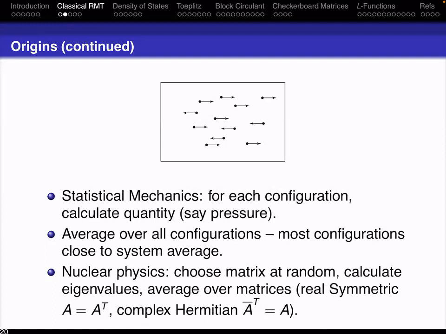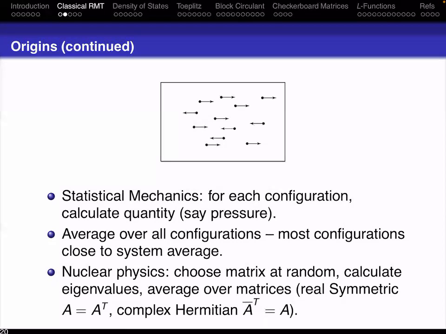So in nuclear physics, what we do is we choose a matrix at random, we calculate the eigenvalues, and then we choose another matrix at random and calculate the eigenvalues, and so on, and we average over all the matrices. And depending on the properties of your physical system, you look at different types of matrices. So you might look at real symmetric matrices, you might look at complex Hermitian matrices. A lot of this comes down to what kind of time reversal symmetries does your system have. So if you've heard anything about Noether's laws, about her great work, a lot of those invariants can come into play in terms of what matrices you choose here.